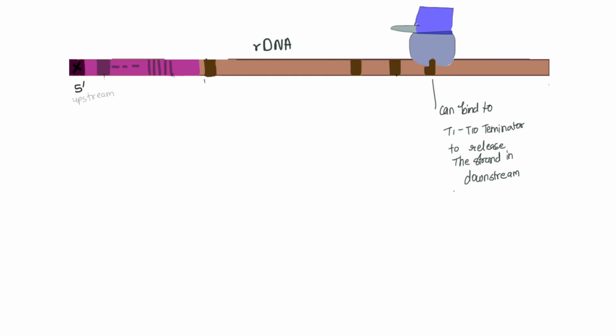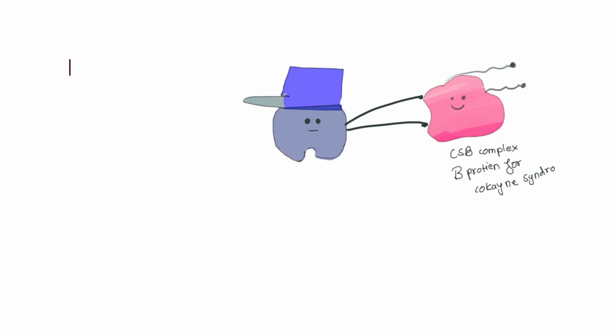Now, the main question is how there is an initiation of transcription with the help of the TTF. For the initiation of transcription, the TTF does not like to work alone. It works in conjunction with another element known as the CSB. CSB is also known as the B protein for Cockayne syndrome. If there is no CSB, there can be a pathology known as Cockayne syndrome, where the individual is very sensitive to light.